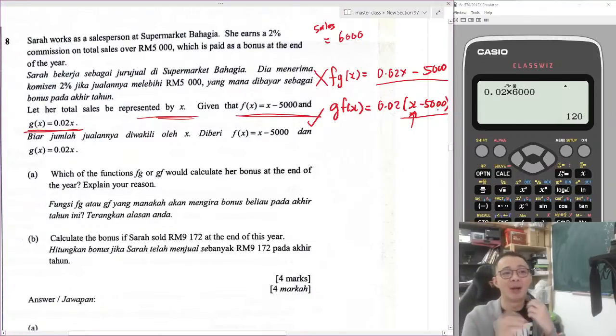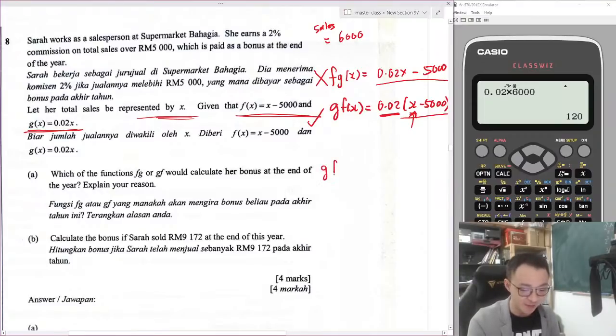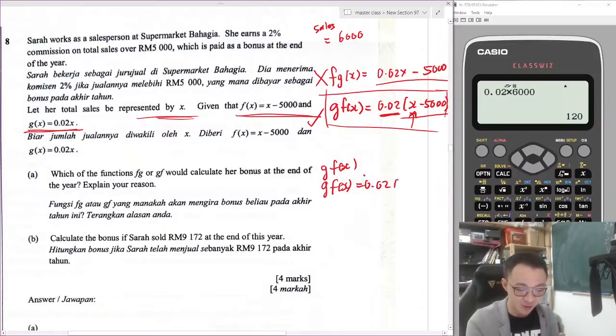Then only I multiply the 2%. So therefore, which one is the correct one? I will say g of x. Okay, I'll give you a reason. I checked the marking scheme, definitely. The marking scheme actually just shows this equation, which is g of x equals 0.02 x minus 5,000.